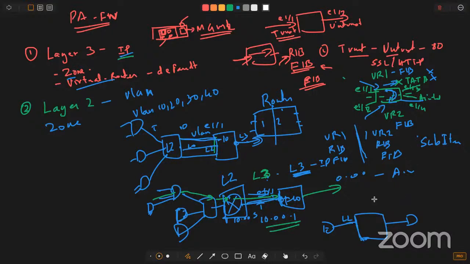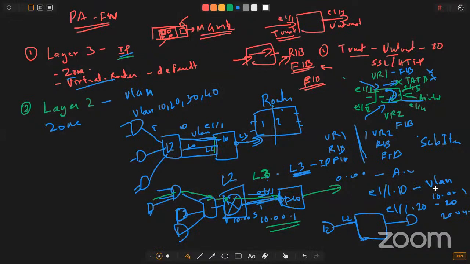Virtual interfaces. So I'll create E1/1.10. This will be my VLAN 10 gateway, so I can give an IP 10.0.0.1. I can create another sub interface, E1/1.20, which will handle my VLAN 20 traffic, so 20.1. All I need on the firewall is some routing logic.